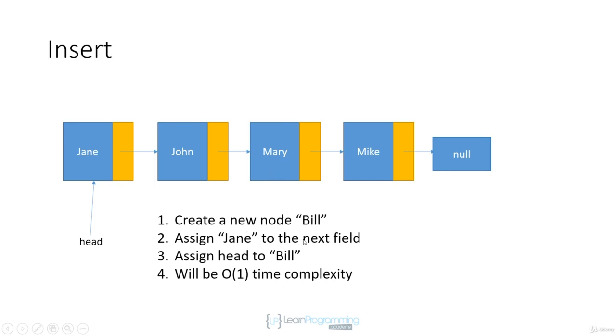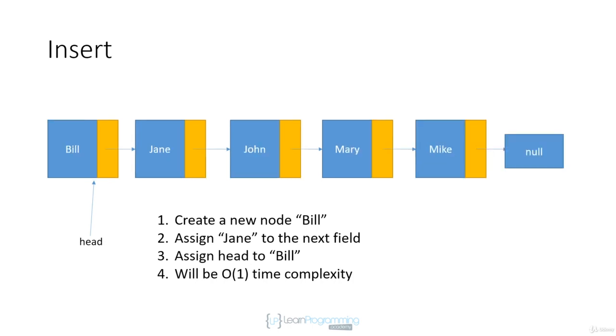We create the actual node instance. We point the next field at the current head of the list because the new node is going to become the new head. And then we point the head field at the new node. And that's always going to be constant time complexity because it doesn't matter. You could have 3 items in the list or 1,000,000 items in the list, and you're just going to do the same number of steps as long as you're inserting at the front of the list.